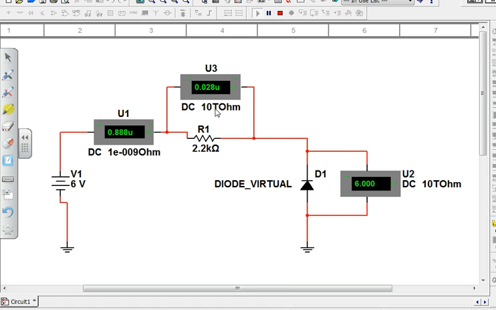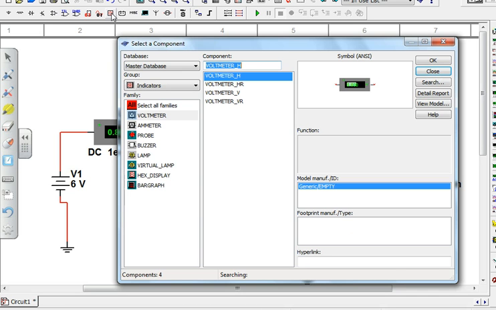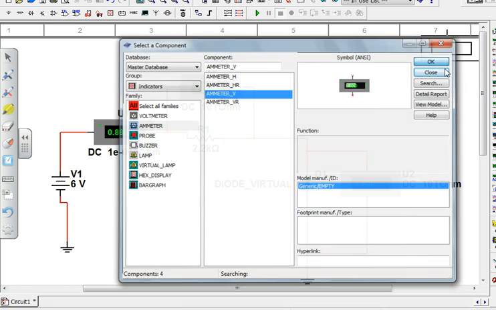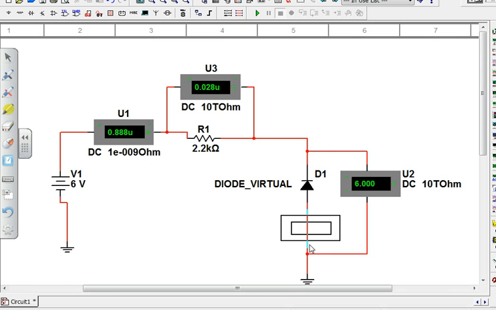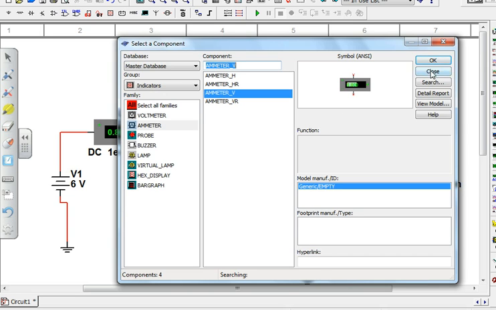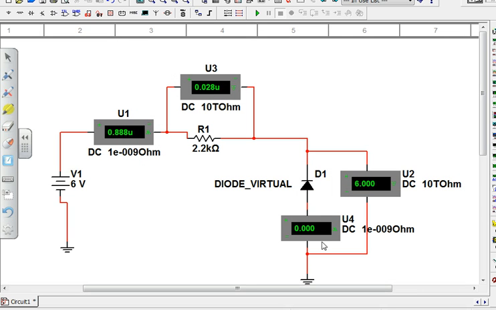And why don't we add another instrument, seeing that we appear to have enough time to do that. We'll put another amp meter in. Do you think it's connected? I don't know.